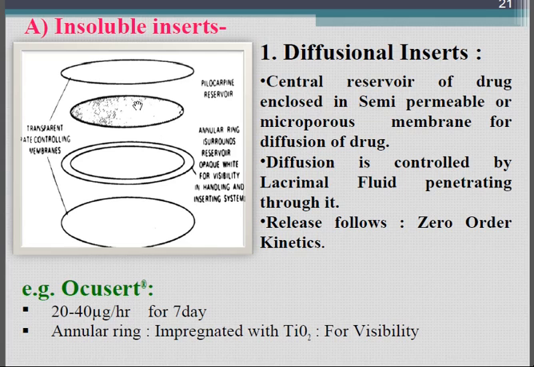So this is the only ring, this pilocarpine reservoir, which is going to attach in the central position, and on the downside and the upper side we are having a rate controlling membrane. So through this rate controlling membrane the pilocarpine will be released, and this ring is to hold this circular device. Example is Ocusert, 20 to 40 microgram per hour for 7 days. Annular ring impregnated with titanium oxide, so titanium dioxide for visibility we are going to use it.